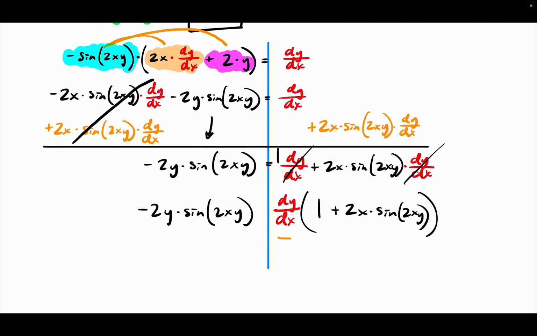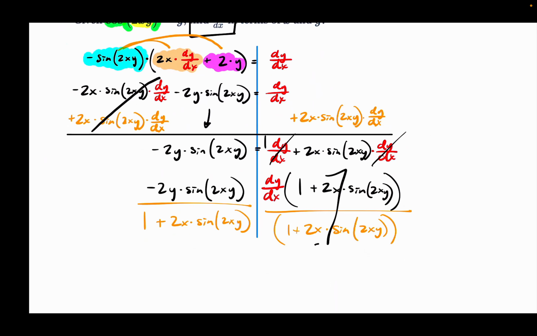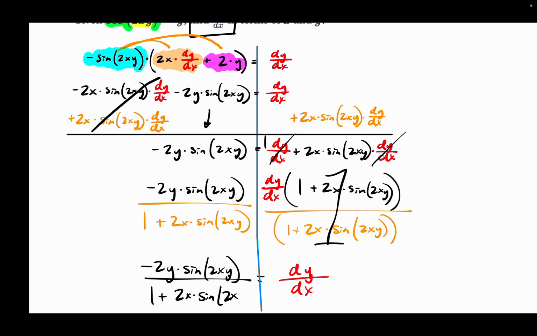Divide. You get dy dx equals negative 2y times sine 2xy over 1 plus 2x times sine of 2xy. That's as crazy as they'll get.